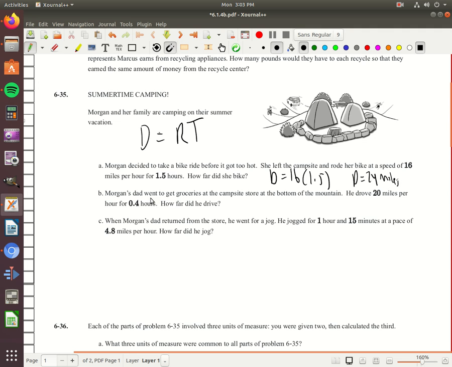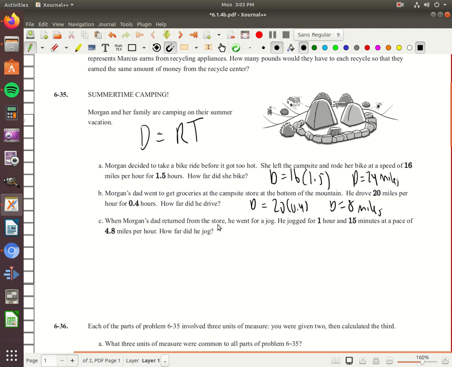Now here, Morgan's dad went to get groceries at the campsite store and drove to the bottom of the mountain. He drove 20 miles per hour. So we know that his rate was 20, and he drove for 0.4 hours. Again, we don't know his distance, but if we multiply that, we will get that his distance equals 8 miles. 20 times 0.4 is 8.